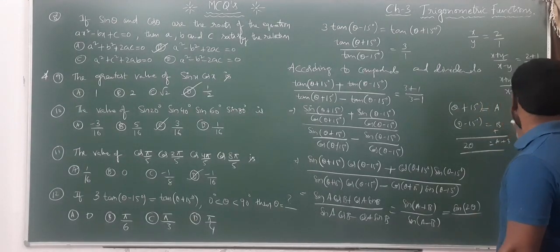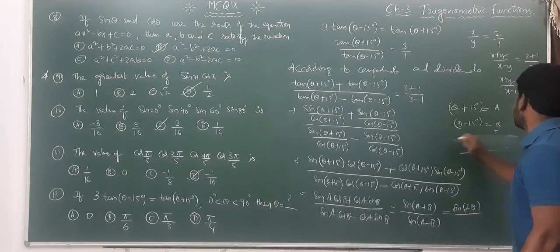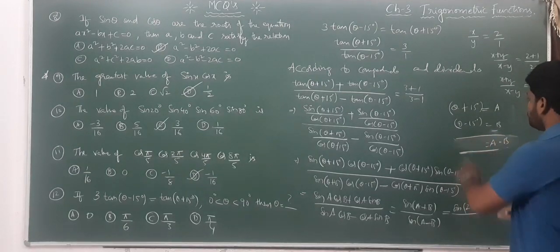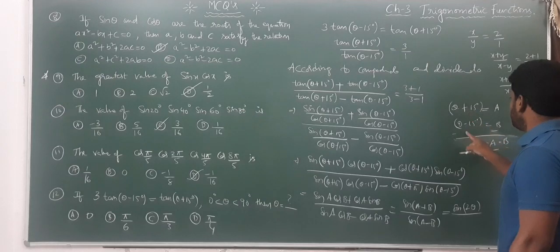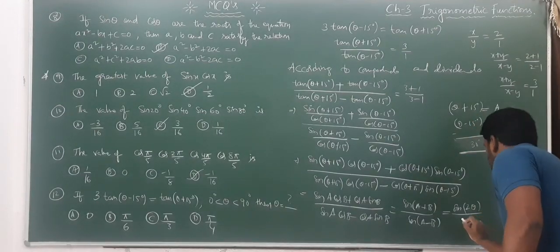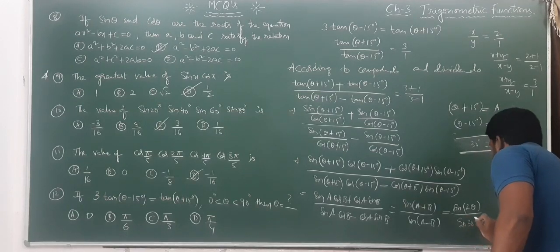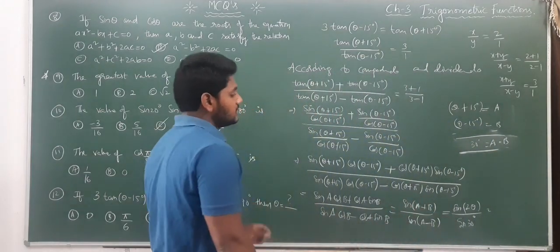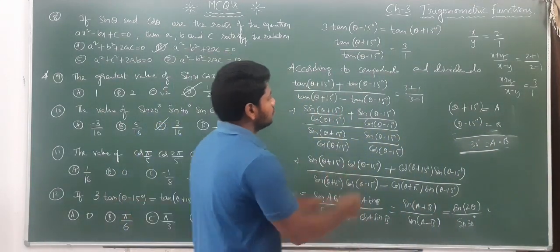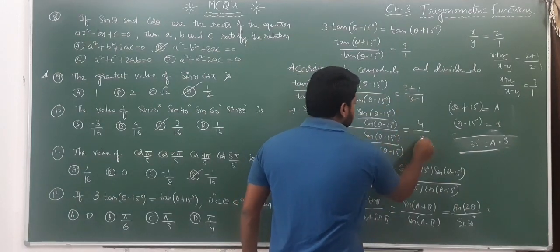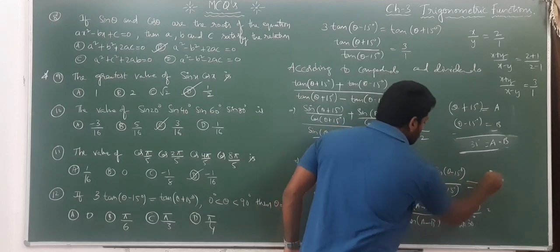What is A minus B? If you do the subtraction, theta minus theta cancels, and 15 minus minus 15 is 15 plus 15, which is 30 degrees. So it is sin 30 degrees. So this is sin 2 theta by sin 30 degrees, which is equal to the RHS: 3 plus 1 is 4, by 3 minus 1 is 2. So 4 by 2, which is equal to 2.